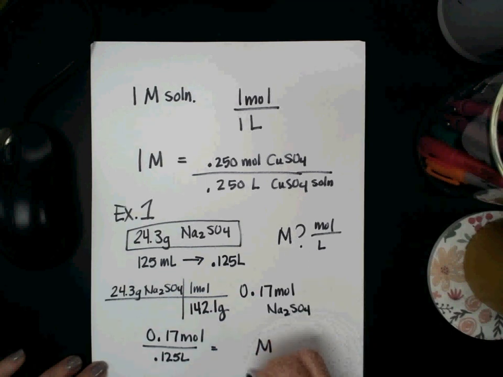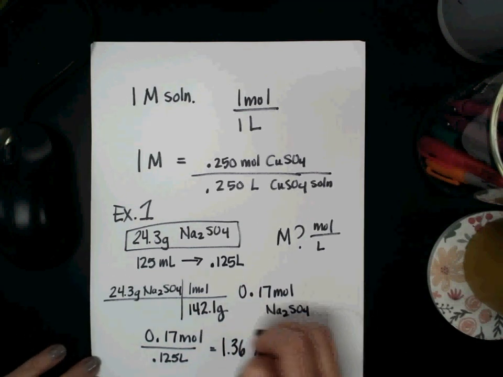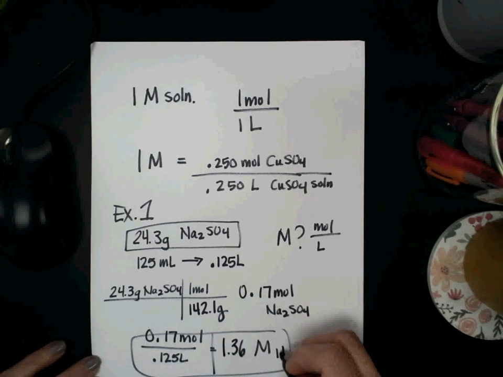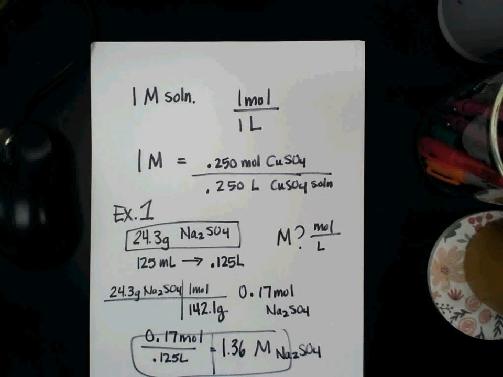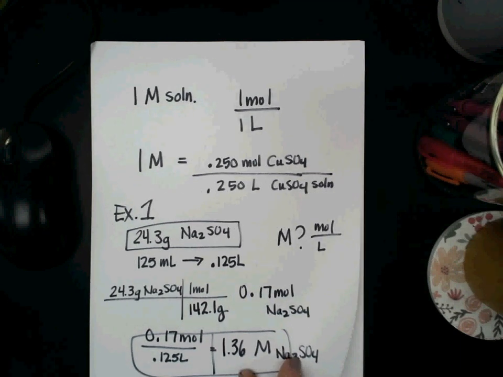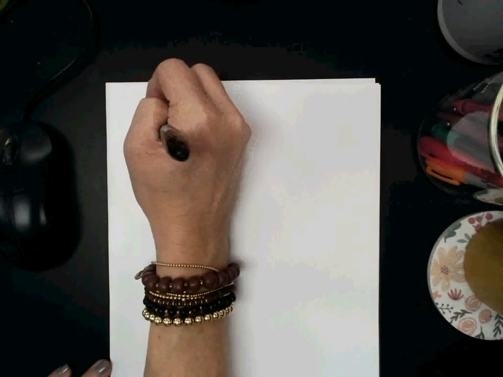What is my molarity? Let's see. 0.17 divided by 0.125 gives me 1.36 molar. And I would write Na2SO4. Now sometimes these problems will ask you about the ion concentration, and that's when really we're thinking about concentration of electrolytes. So we'll talk about that real quick.